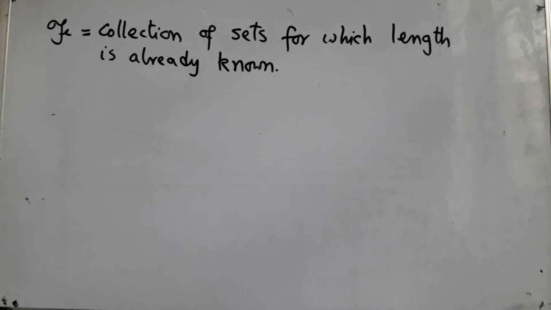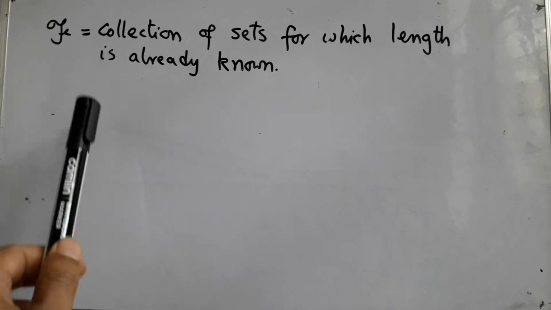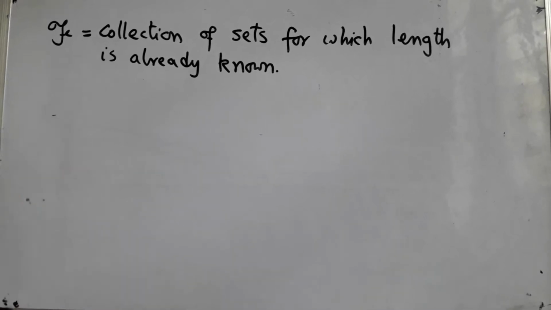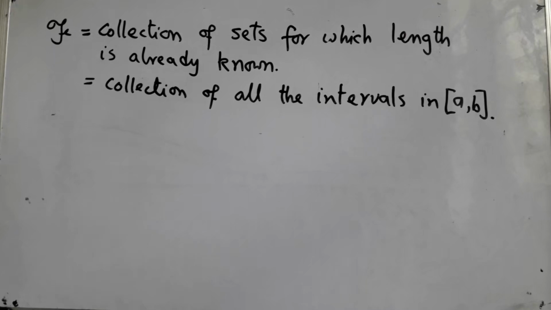Let us start this video by summarizing what we have learned in the last video. We started with a collection of sets for which length was already known. I have given it a name, script F. This collection was the collection of all the intervals in closed AB.